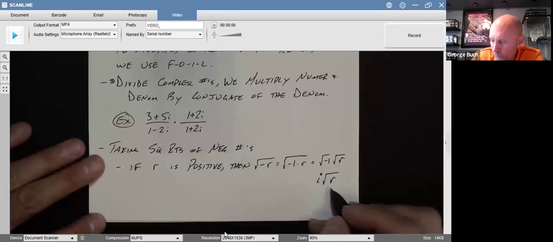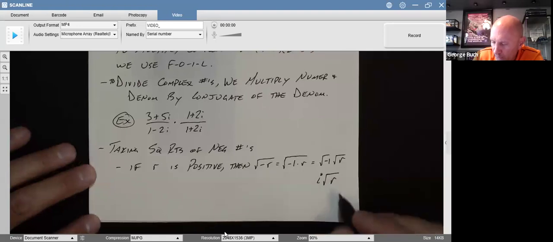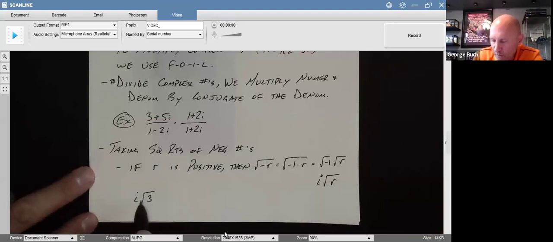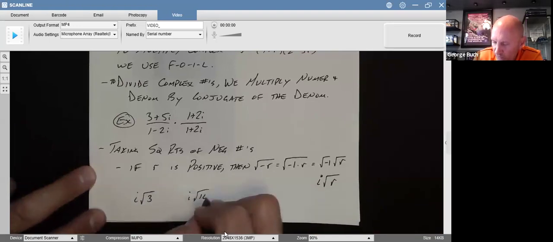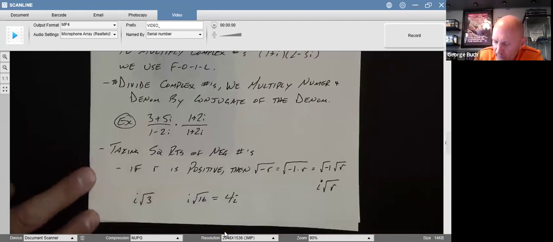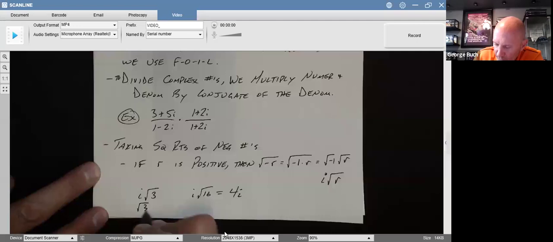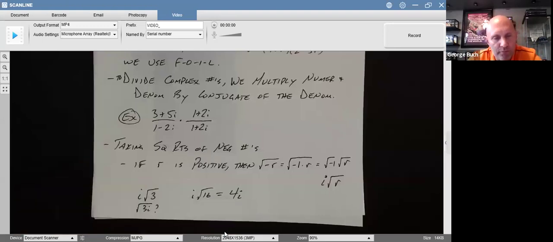If I have something like i times root 3, I write the i in front of the radical. But let's say this was i times the square root of 16. Well, obviously the square root of 16 is 4, so I would write this one as 4i. The reason I write the i in front is because if I wrote it as square root of 3i, it's unclear: is it the square root of 3 with the i at the end, or is the i underneath? I'm not really sure. So by putting the i in front, we know that it's the imaginary unit i.